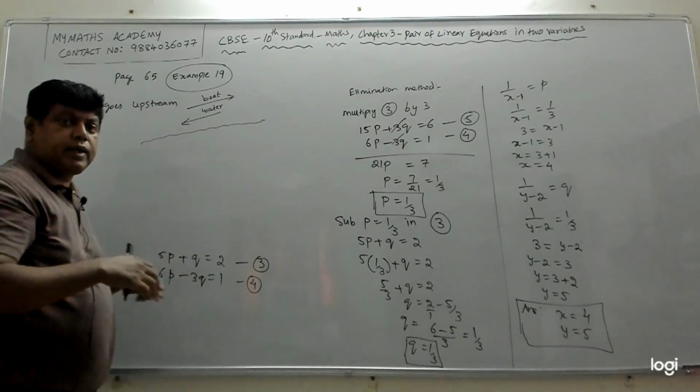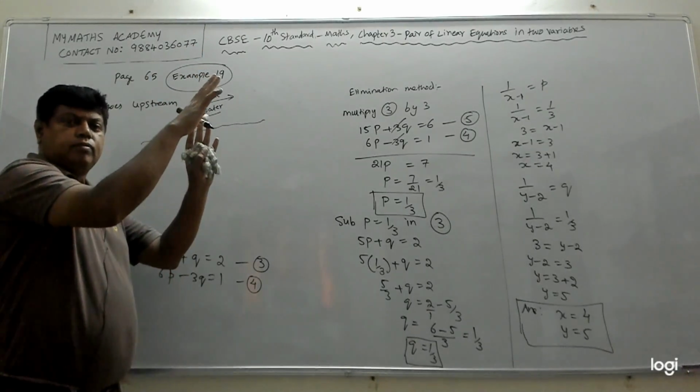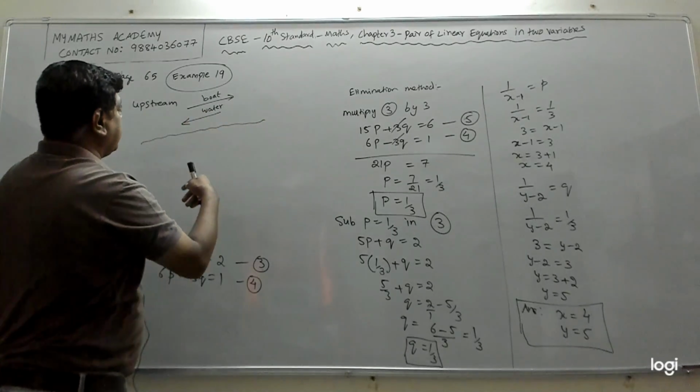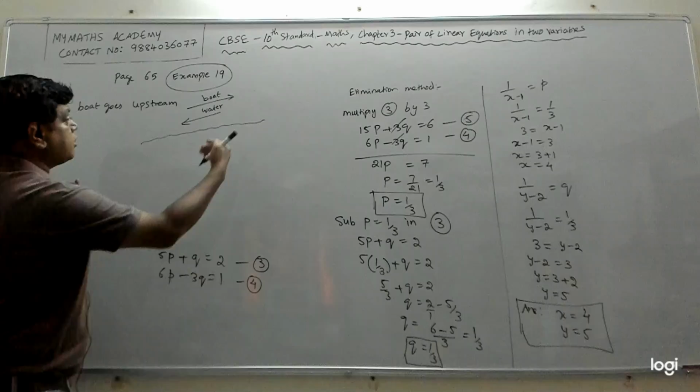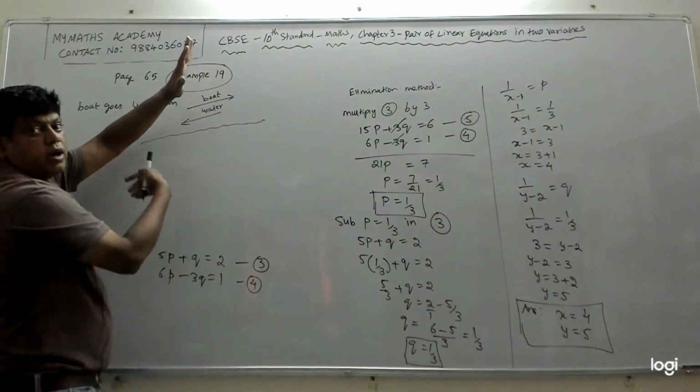So you are going against the water. This is called upstream. You are going up the stream, in the opposite direction. The water is flowing this way, but your boat is going in the opposite way of the flow of the water. That is called upstream.